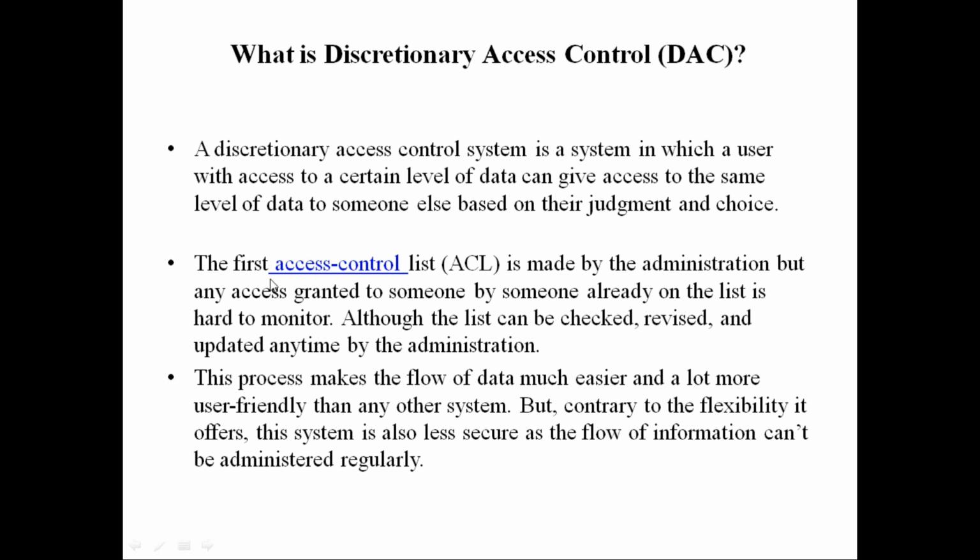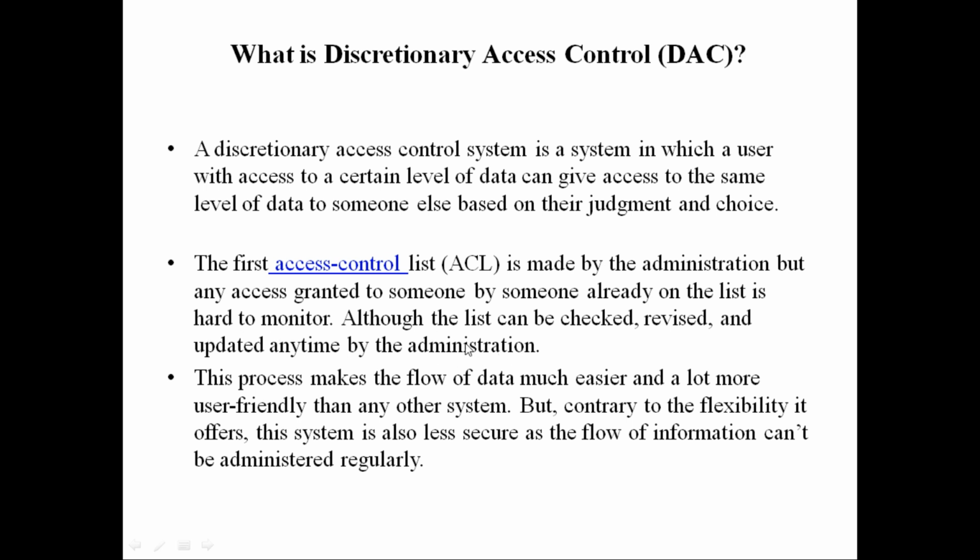Okay. The next point, the first access control list: when the administrator provides the access to the user, at that time the first access control list is made by the administrator, but any access granted to someone by someone already on the list is hard to monitor. Okay, because when the levels increase, the administrator will provide the rights to user 1, user 1 provides to user 2, user 2 provides to user 3. Meaning it will be difficult to monitor when the levels increase, although the list can be checked, revised, and updated anytime by the administrator.